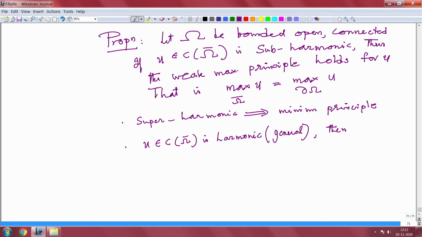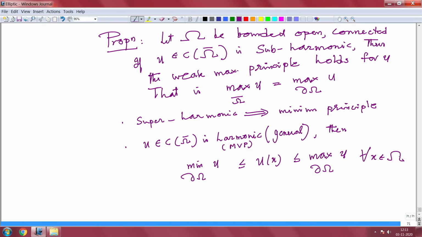So, harmonic means mean value property. Please understand that now the harmonic property is the mean value property. Then the minimum of u over the boundary is less than or equal to u of x, which is less than or equal to the maximum of u on the boundary, for all x in omega. So, you have this maximum principle.